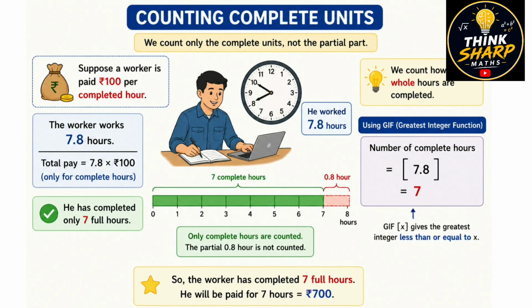Now another example is counting complete units. For example, we count only the complete units, not the partial part. Suppose a worker is paid 100 rupees per complete hour, and he worked for 7.8 hours. So we will not pay for 0.8 hours because he has completed only 7 hours fully. So for those 7 hours, we will pay 7 into 100, that is 700. So here we are using the concept of GIF, the greatest integer function. 7 is the complete hours he worked and for 0.8 hour he will not get paid. So like that we calculate GIF.